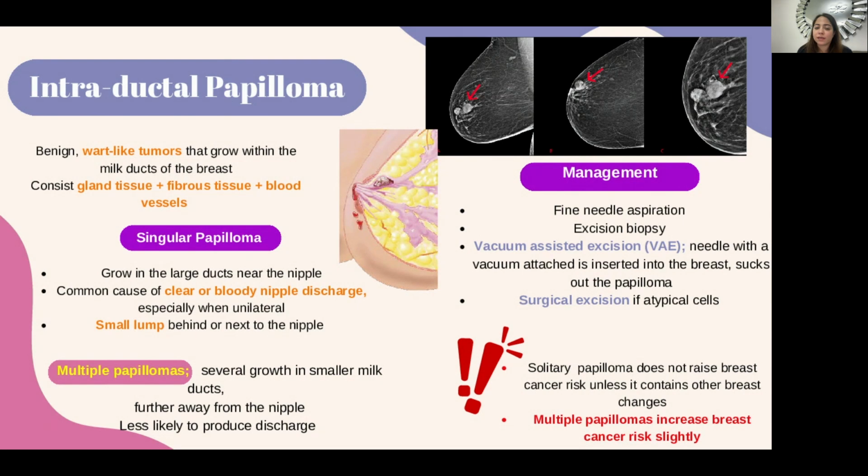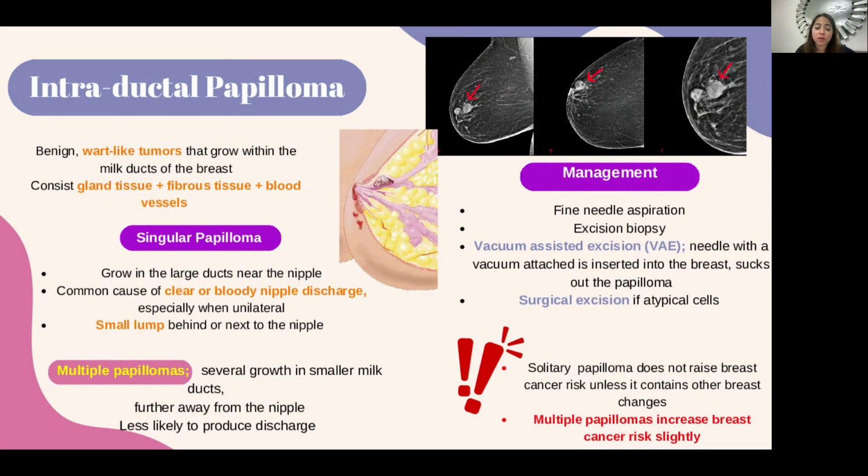Going on to the management, then we would just use fine needle aspiration or excision biopsy just to find out exactly what it is and get a definitive diagnosis. And in terms of managing, you can use vacuum assisted excision, where there's a vacuum attached to a needle. You insert it into the breast near the papilloma and it just sucks it out. So that's management for those. Or if they are too big or anything that warrants surgery, then you can surgically excise them as well. But obviously with the vacuum assisted excision, it's a lot more non-invasive and more straightforward to do if possible.